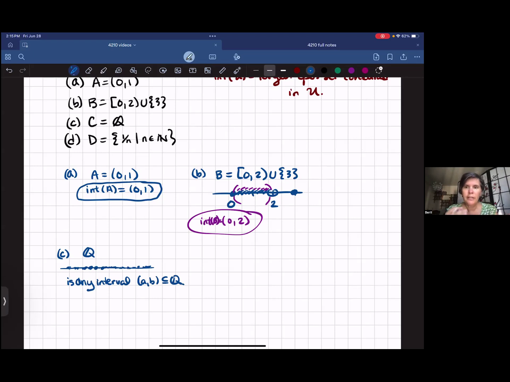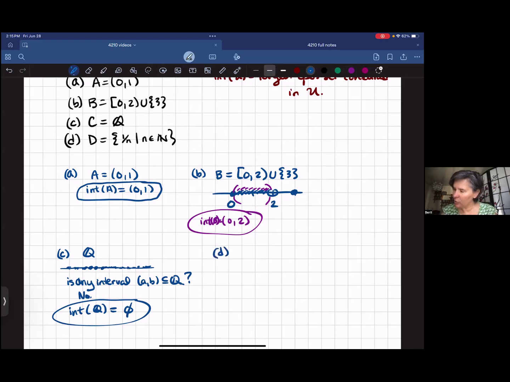No, because we know that between any 2 points on the number line, there are some rationals, but there are also some irrationals. And so the answer here is no. I cannot find any interval which is contained inside of the rationals. And so that means that the interior of the rationals is the empty set. It's kind of weird, but the interior of the rationals is the empty set because I can't find any interval that's contained inside of the rationals, since every interval has some irrationals.